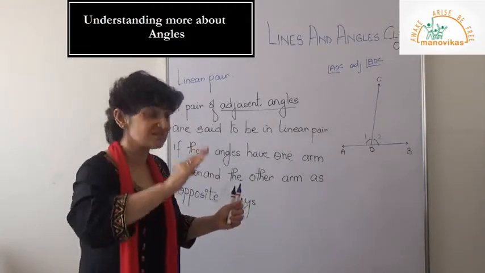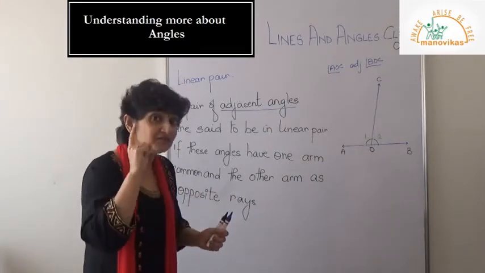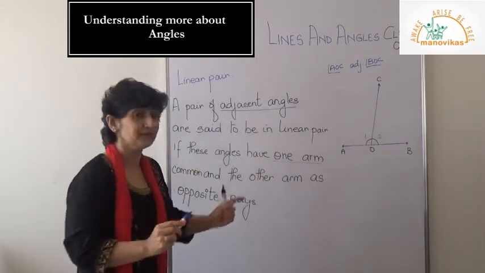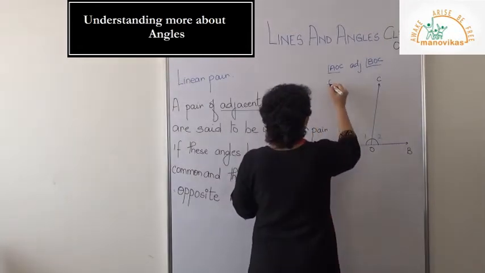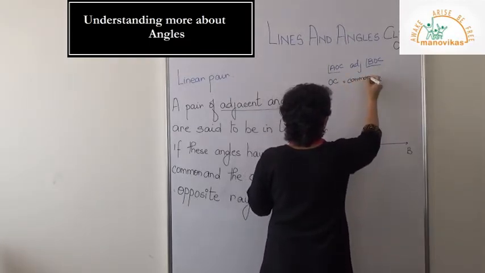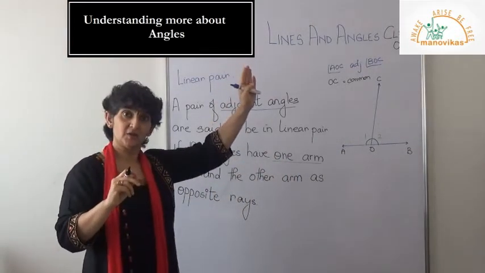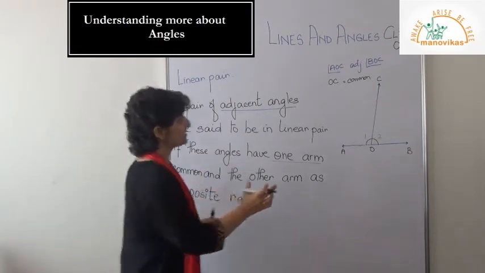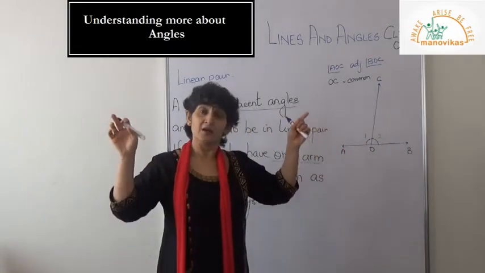A pair of adjacent angles are said to be in linear pair if these angles have one arm common. Which is my arm that's common? OC is common, right? Your OC is a common ray. Now if these angles have one common arm, your ray OC is common to both, and the other arms are opposite rays. OA and OB are opposite rays.